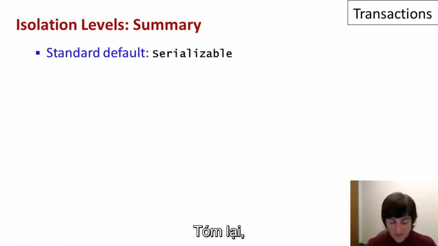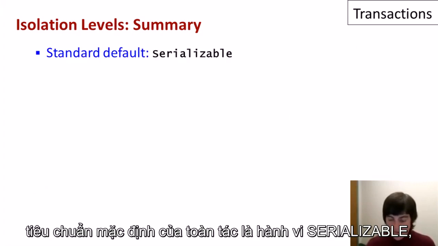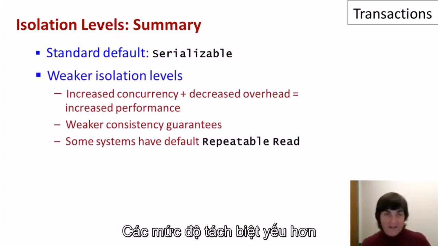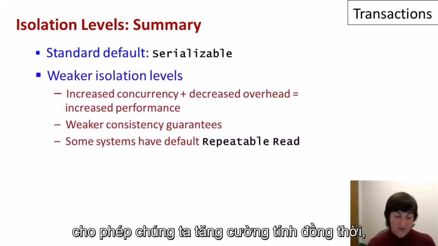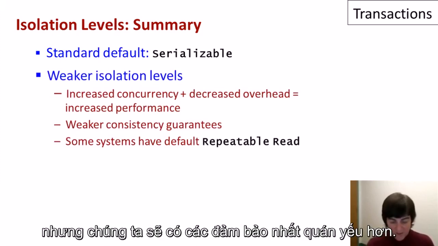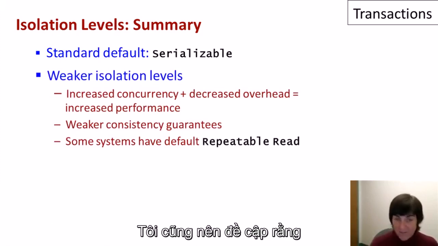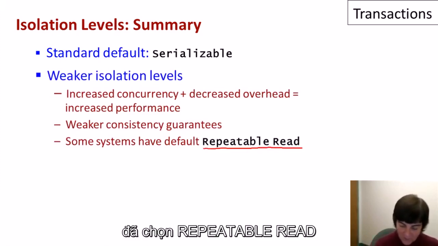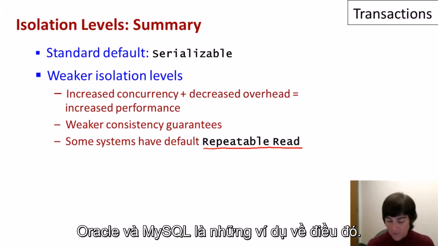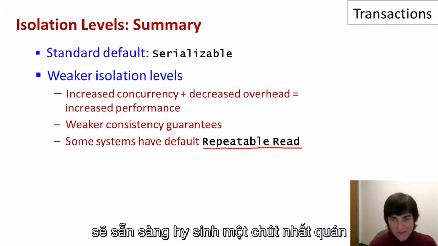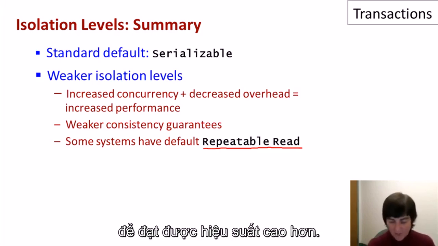So to wrap up transactions completely, the standard default is serializable behavior, and we've specified exactly what that means. Weaker isolation levels allow us to increase concurrency, decrease overhead, so overall get increased performance, but we have weaker consistency guarantees. I should mention that some prominent database systems have actually chosen to have repeatable read as their default. Oracle and MySQL are examples of that. So in those systems, it's assumed that most applications will be willing to sacrifice a little bit in consistency in order to get higher performance.